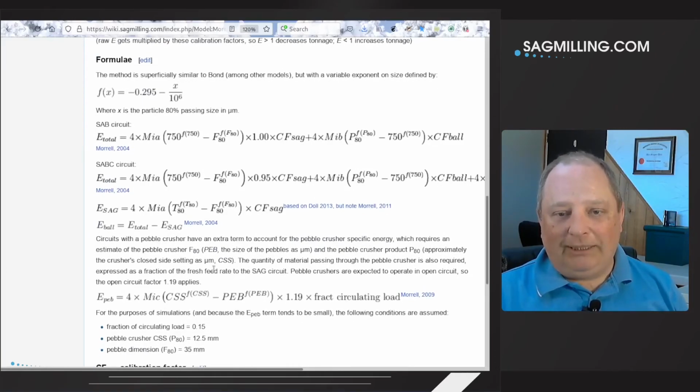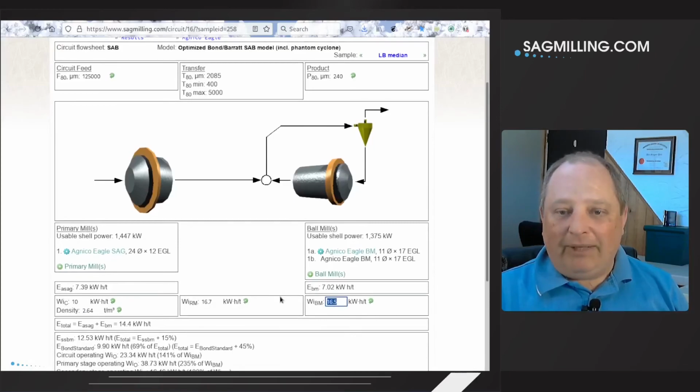So for people who want to dig into the equations, I'll put a link to the wiki page. The key thing you need to know if you're using the software, if you enter all of this lab testing, it automatically gets dropped in the right models in the right places.